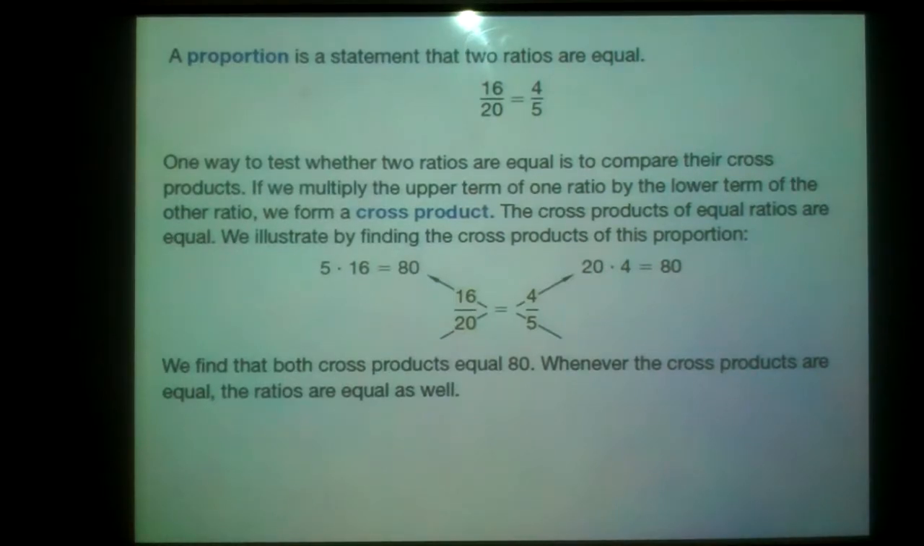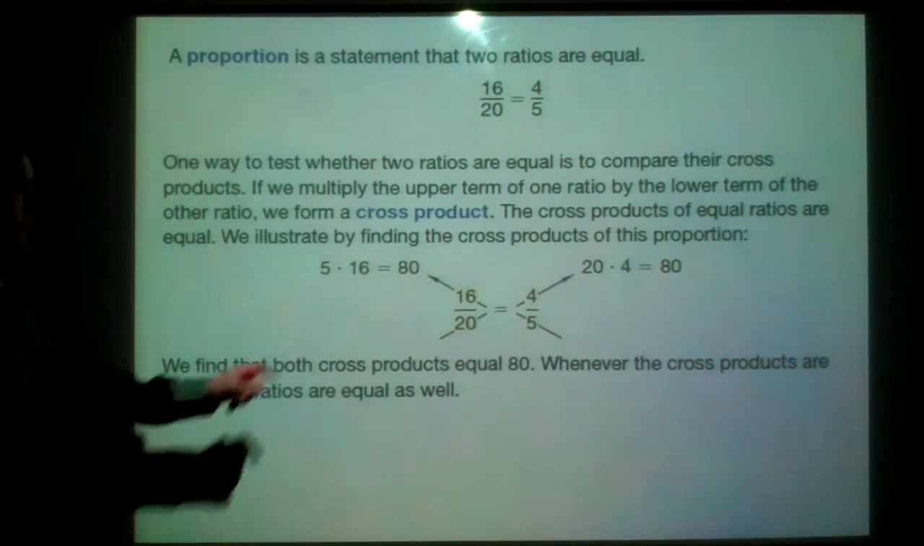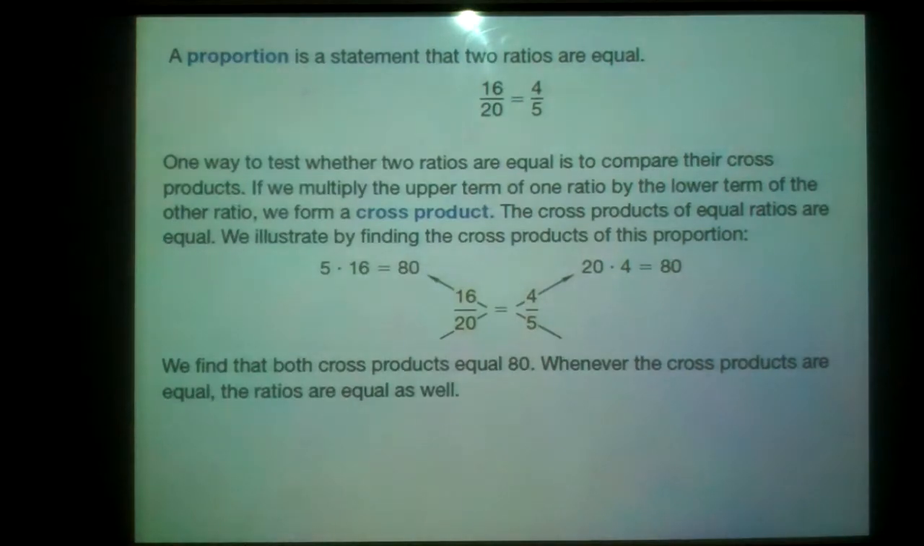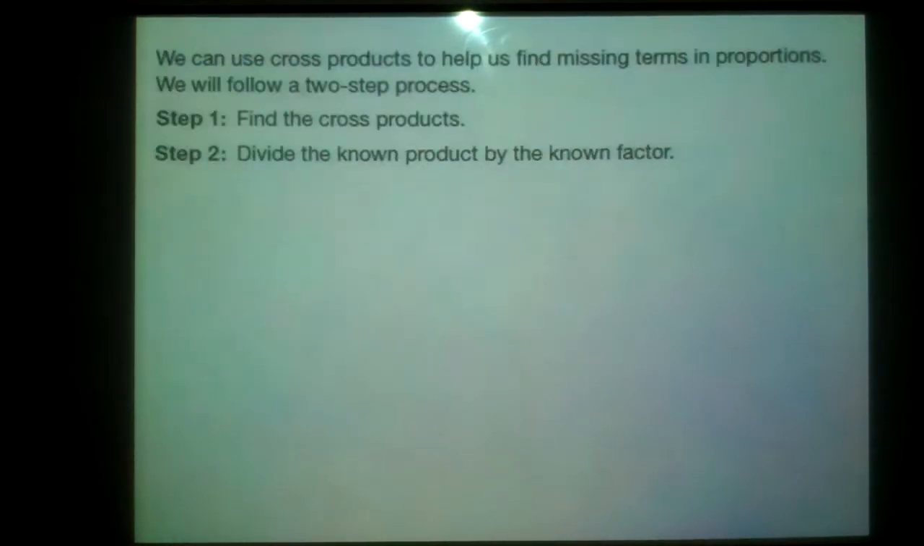One other way to see that this is true, if we were to reduce 16 over 20, we divide 16 by 4, we would get 4, and 20 divided by 4, we would get 5. So we do have equal fractions there. 4/5 is just the reduced version of 16 over 20. And that will always be the case with proportions. They're just different versions of the same fraction. So we're going to use cross product towards the end here today to help us solve some proportions.